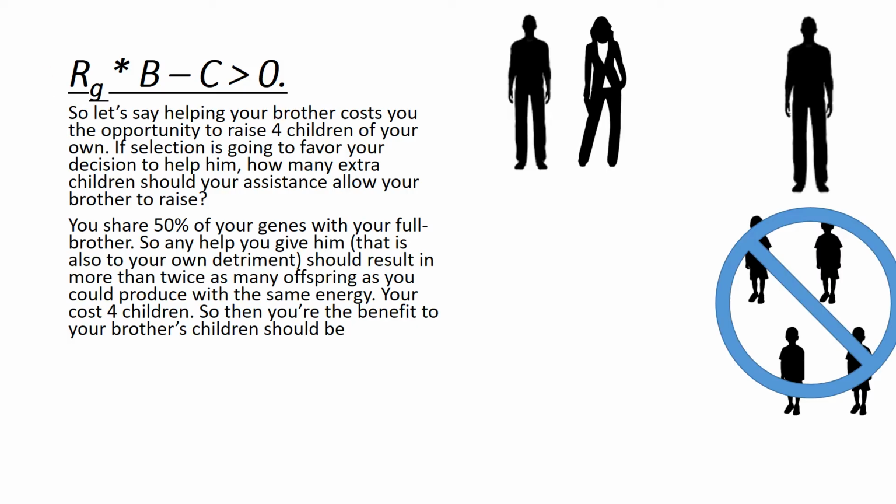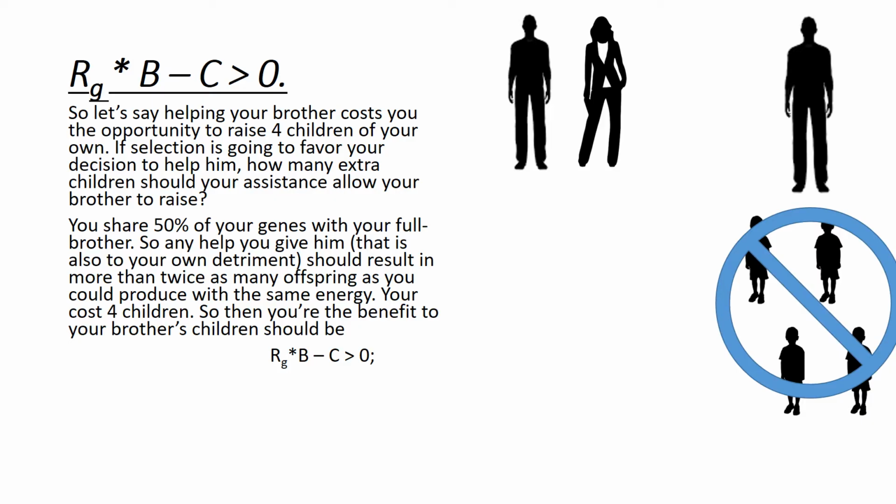Rg times b minus c should be greater than 0. So you share 50% of your genes with your full brother. And let's hope that you don't share any genes with his wife, so she's kind of out of the equation here. Any help you give your brother should really then result in more than twice as many offspring as you could produce with the same energy, because 50% times 2 is 1.